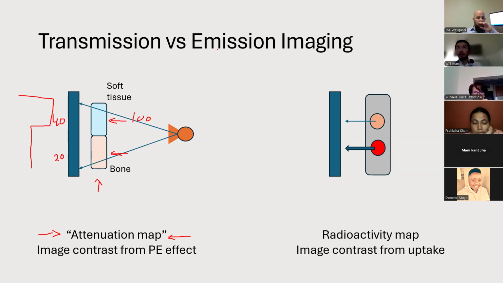In contrast with that, no pun intended, for emission imaging, this is your detector and this is your patient. Let's say you have two tumors with different uptake. Let's say this one is 5 times the background level, and this one is 10 times the background level, right? What you see is some counts here, and higher counts over there. So your image is actually a radioactivity map. Where are the activities located? It has nothing to do with attenuation. The contrast mechanism arises from the uptake. So when you have a tumor or organ that has higher uptake of the drug, you will have higher signal there.